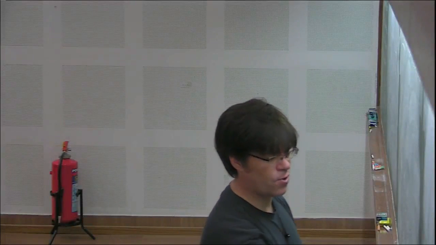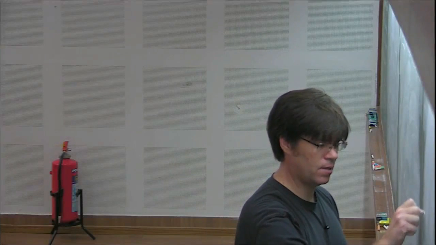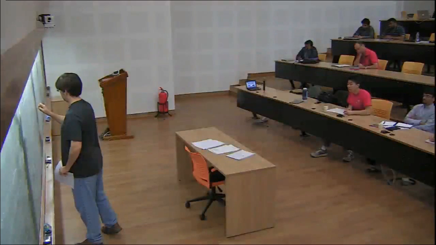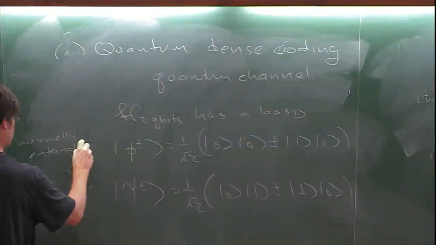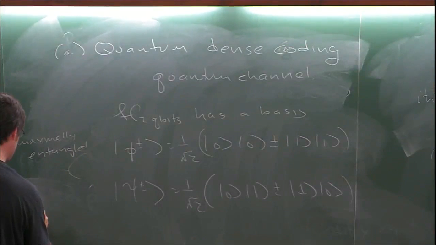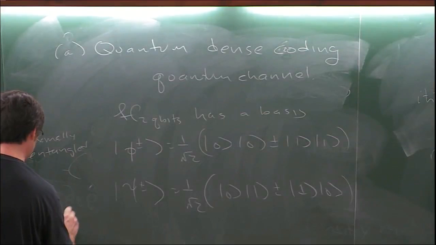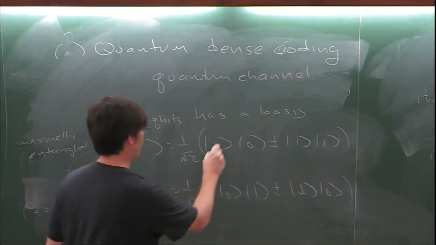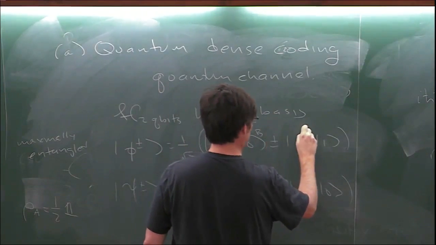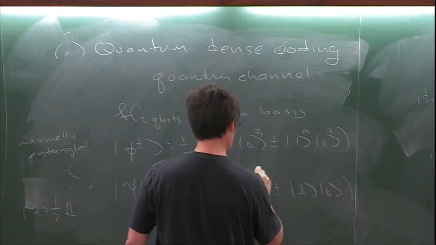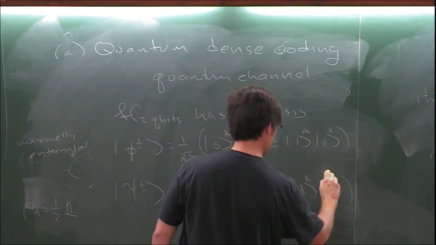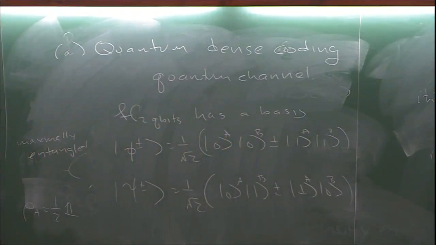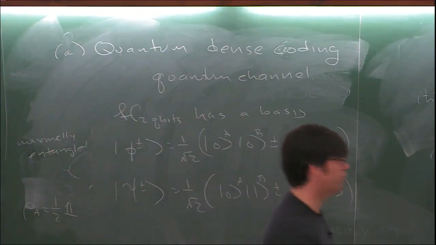And notice that these are all maximally entangled. For example, for any of these states, if I call these 2 qubits A and B, the reduced density matrix for the first qubit A is just half of the identity. So the Schmidt number is maximal in that case.